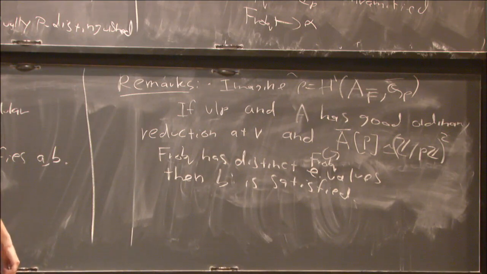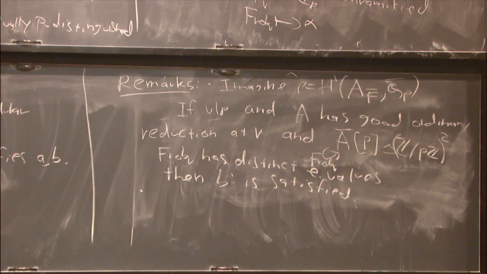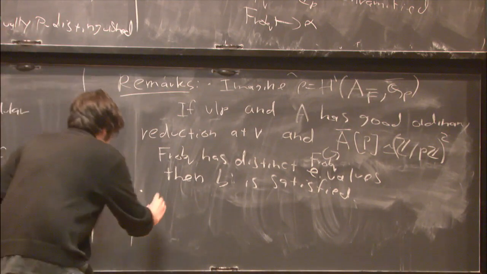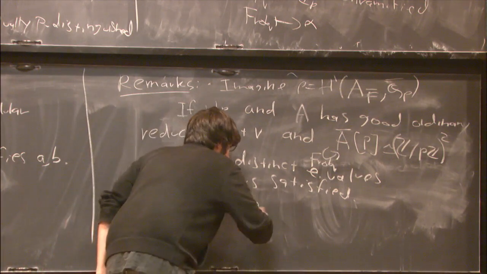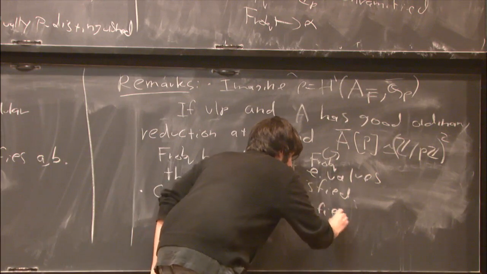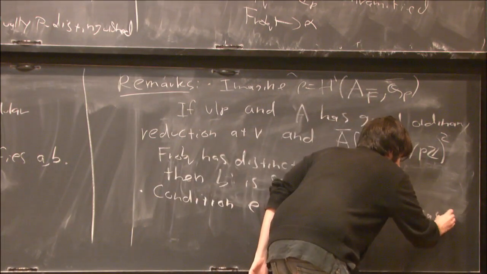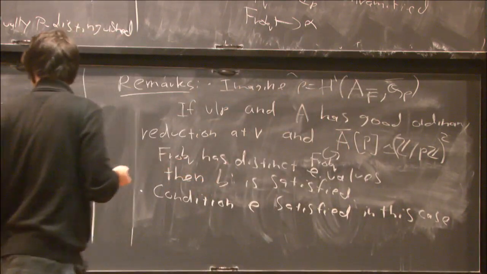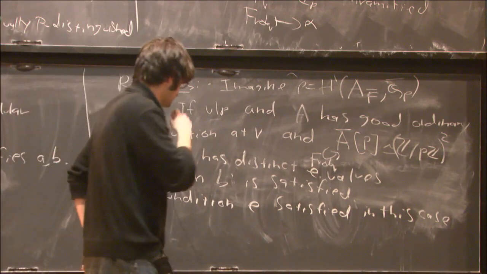And about condition E, condition E will always be satisfied in this case. So you just don't have to worry about it, because we know that the weight monodromy conjecture is true for abelian surfaces, I guess by Weil and Grothendieck.